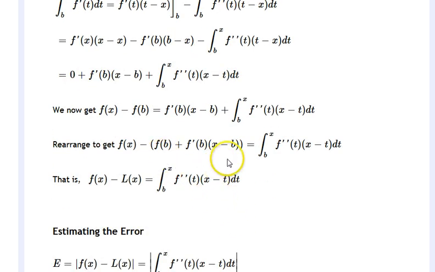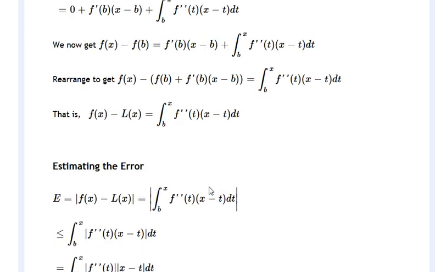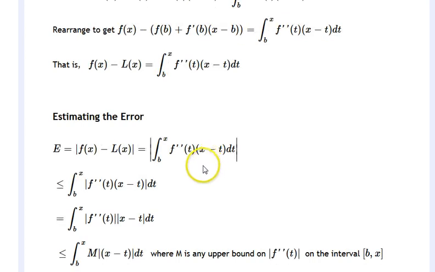But this, in parentheses now, is the linear approximation. Right? So what I have on the left-hand side of this equation is the function value minus the linear approximation. And that's equal to this integral that I got from integrating by parts. This shows me that the error, the difference between the function and linear approximation, is somehow related to the second derivative of the function. Okay. Now, let's get the formula out of this thing.